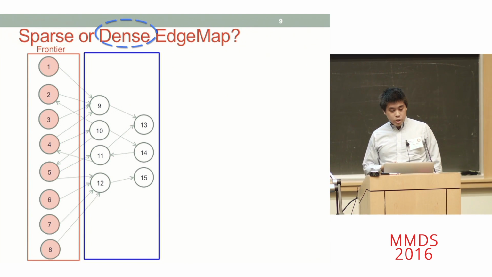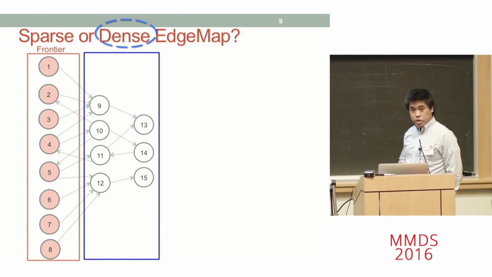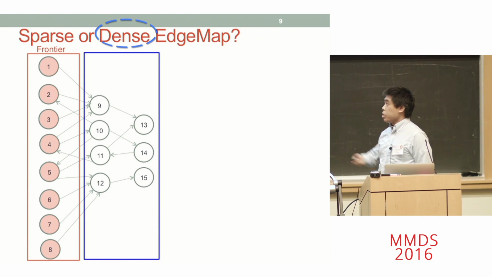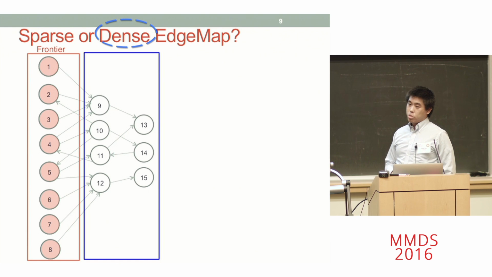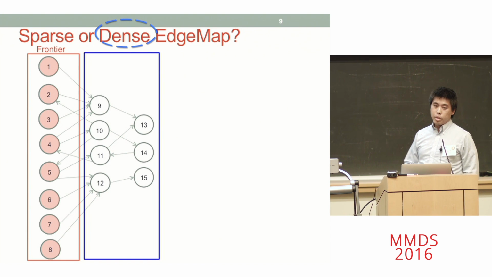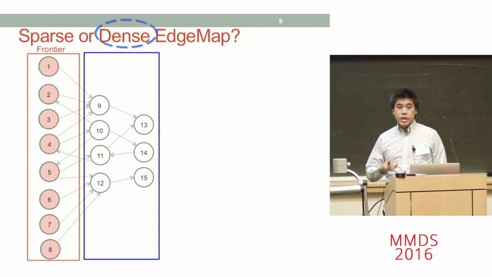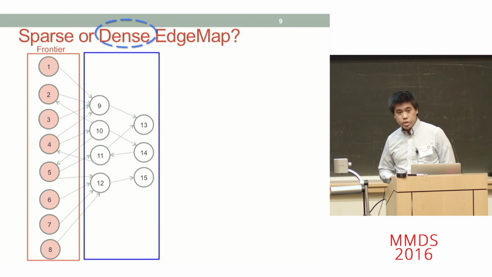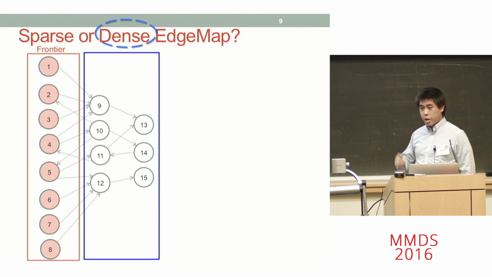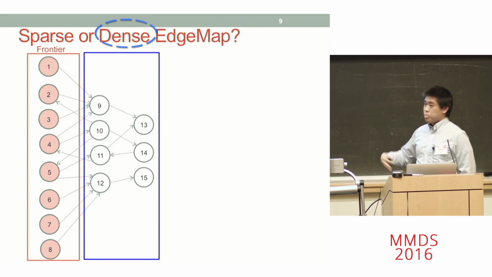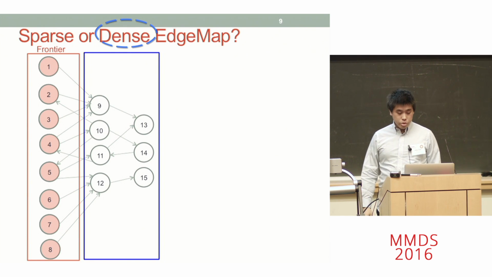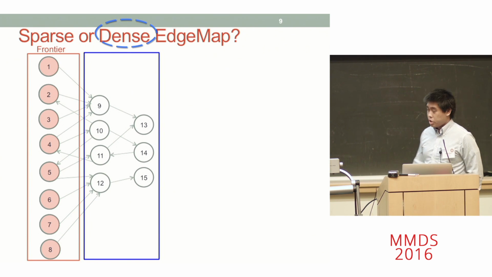It turns out that there's another way to do BFS. This is called the dense method. The idea here is that we look at all of the vertices that haven't been explored yet in the graph, and we loop through their incoming edges one by one. If we find an incoming neighbor that's on the frontier, then we can just say that that neighbor is its parent, and we can actually stop looping through the rest of the incoming edges if we do find an incoming neighbor that's on the frontier.